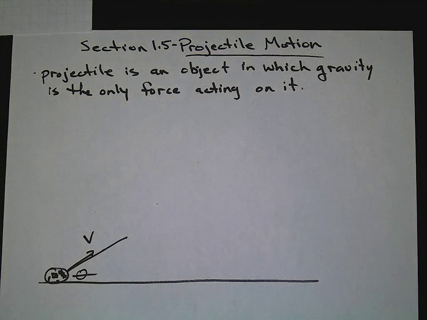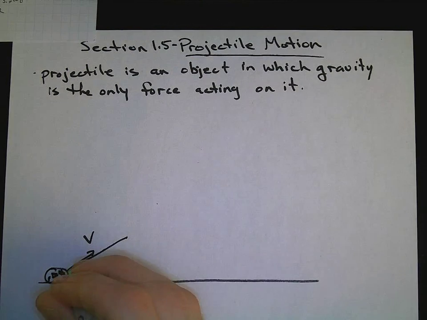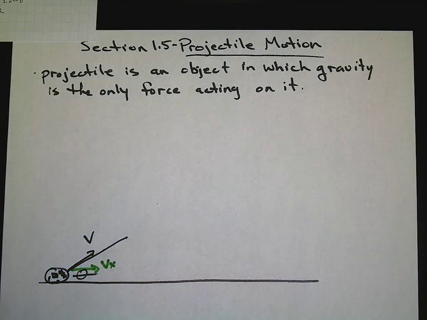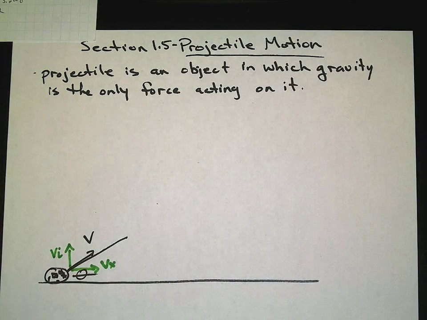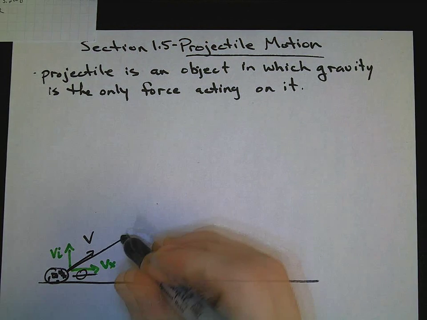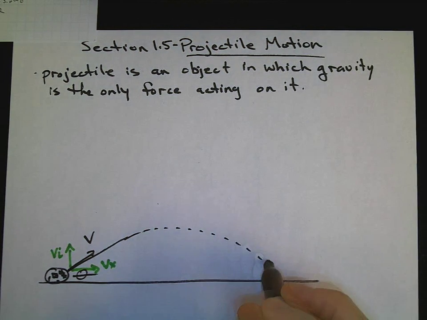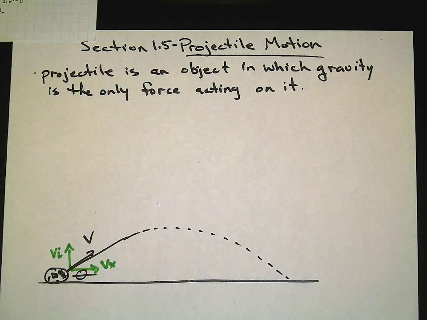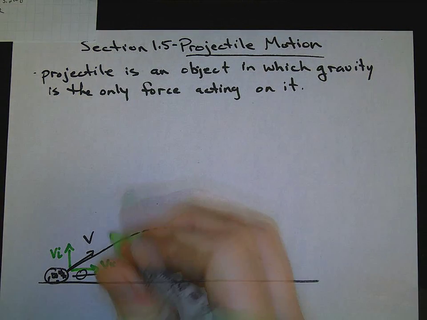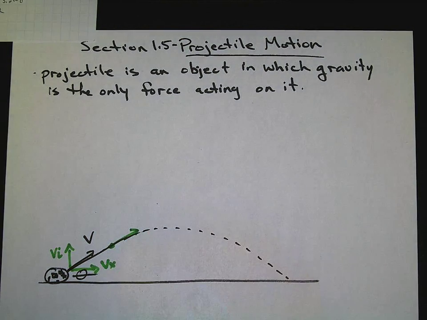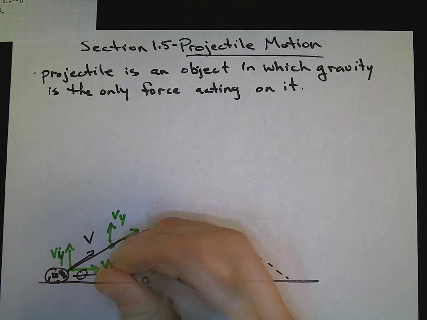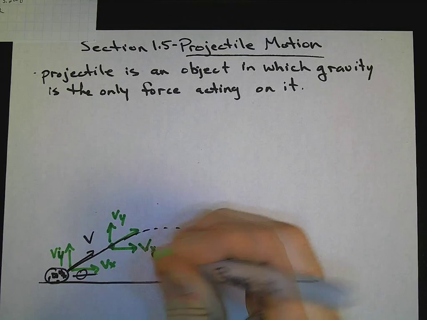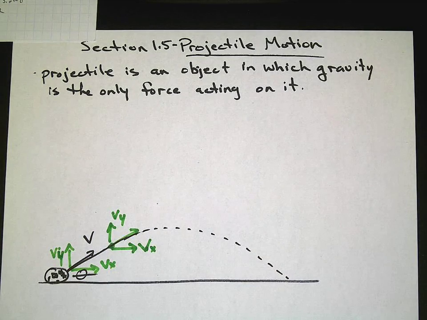If it is kicked at some initial velocity v, we do know that that velocity can be broken up into its x component and its y component. And a projectile will follow a parabolic trajectory. At each point during its trajectory, we could definitely break up our velocity into separate x and y components.